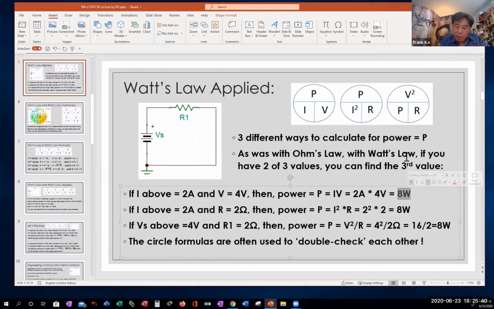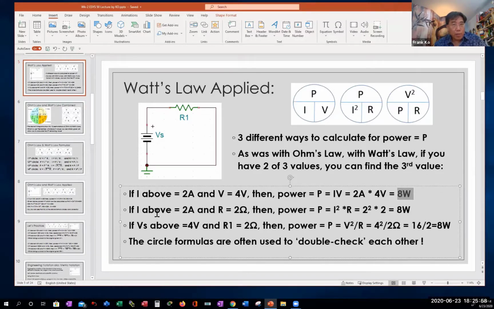What are the symbols for the concepts and what are the symbols for the units? The units of power is measured in watts, and the symbol for watts is a capital W. Hence, at the end of this line, the first bullet point, I have 8W, 8 watts.